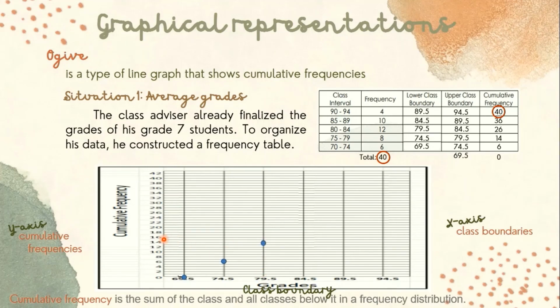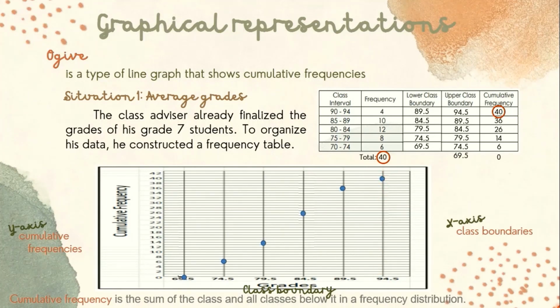Next, for 84.5, ang cumulative frequency naman ito ay 26. Ito yung 26, ito naman yung 84.5. Yung intersection nilang dalawa ay itong part na ito. 89.5, ang kanyang cumulative frequency ay 36. So, from here, plot tayo dun sa intersection nilang dalawa. Lastly, for 94.5, ang kanyang cumulative frequency ay 40. So, from this point, yung intersection nilang dalawa, mag-plot tayo.